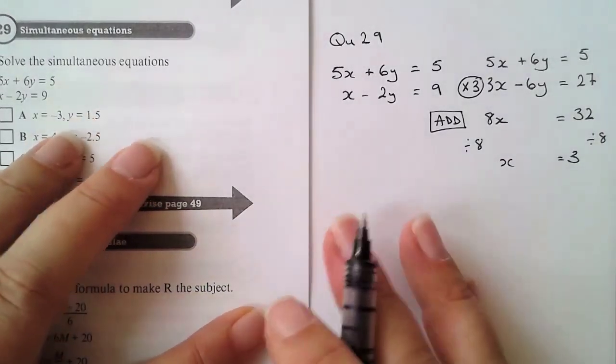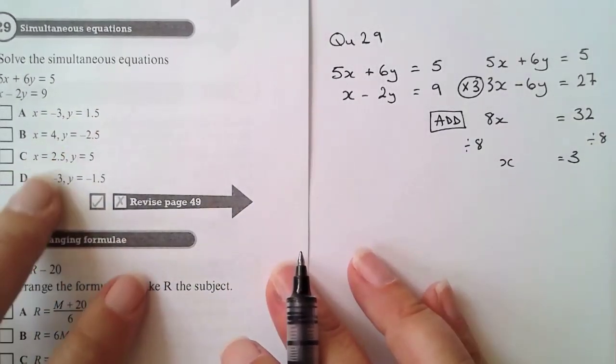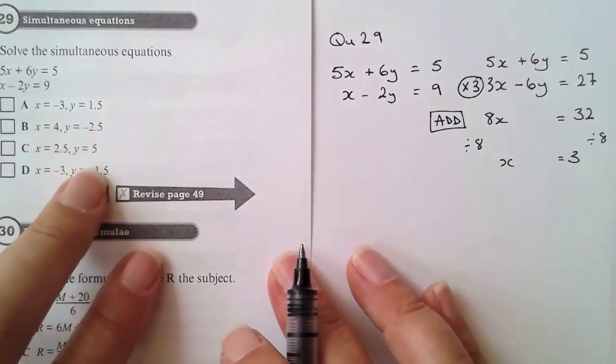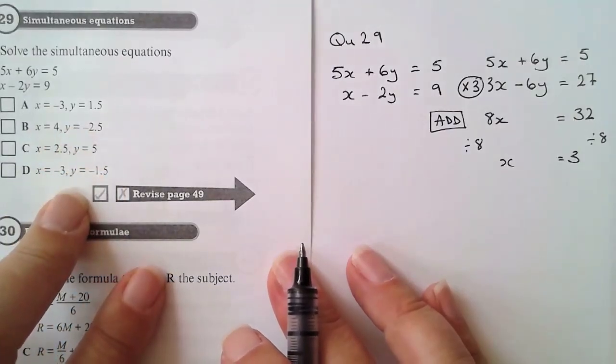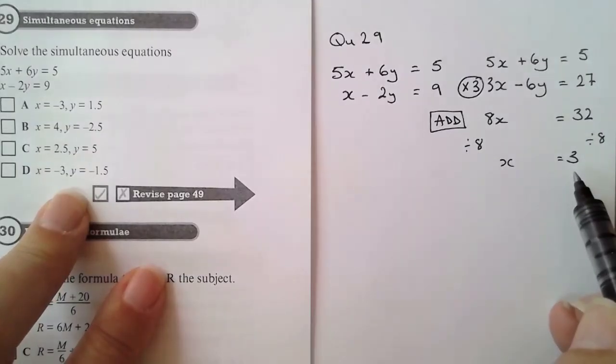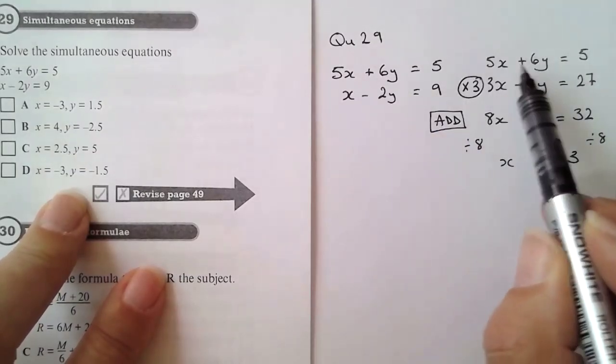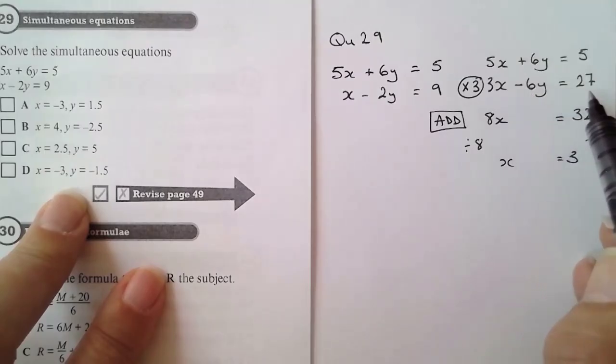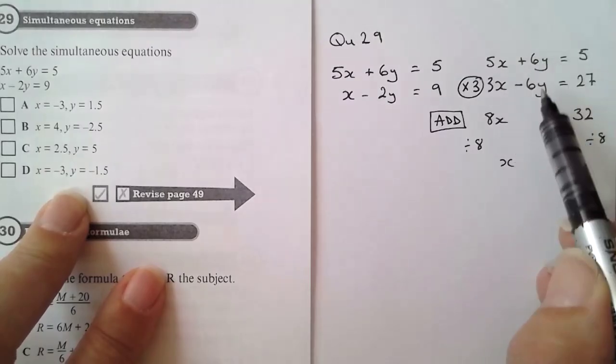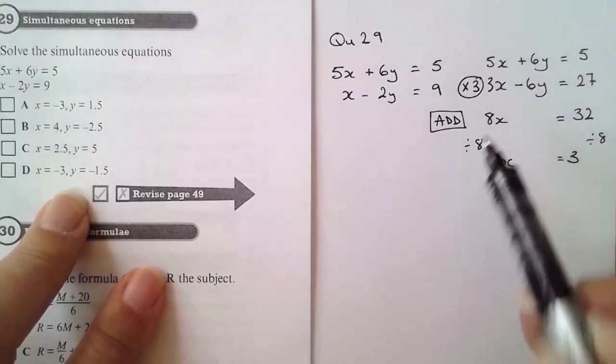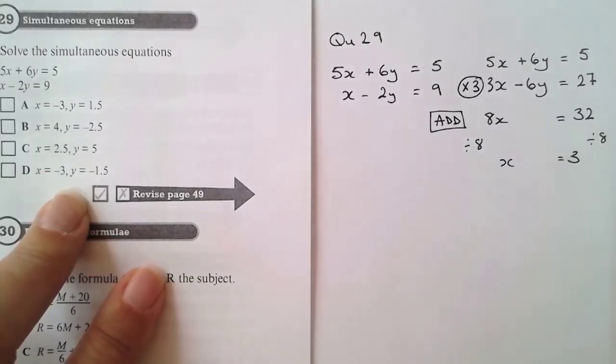Is that one of the answers? Looking down, simultaneous equations. No, it's not one of the answers. Right, what have I done wrong? 5, 6y. I've multiplied everything by 3. I added them. Divide by 8. Okay, I'm confused. I'm going to pause and work it out.